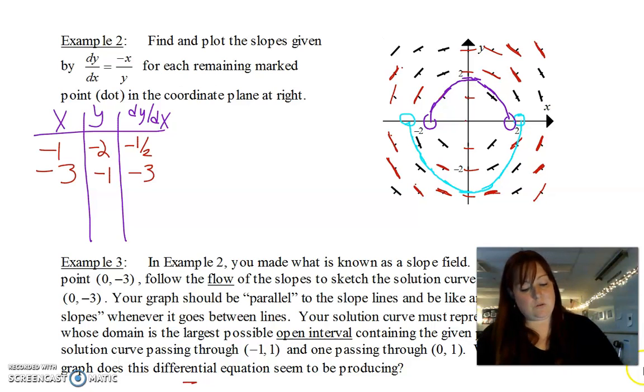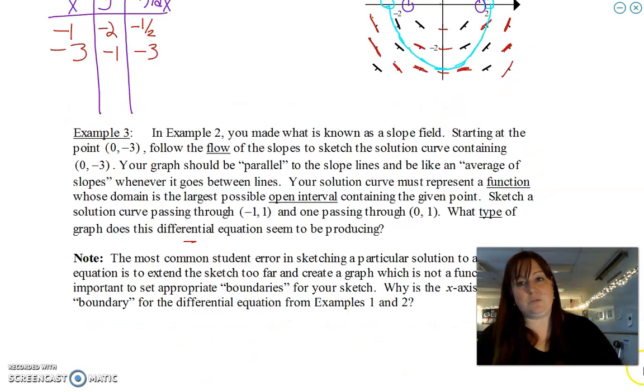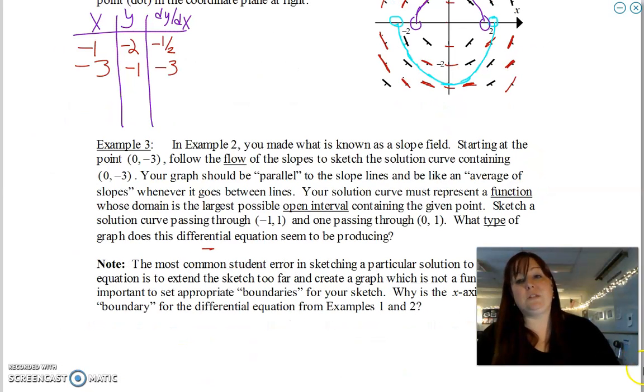So the question is, what type of graph do we seem to be getting out of this differential equation? And we're getting semicircles.